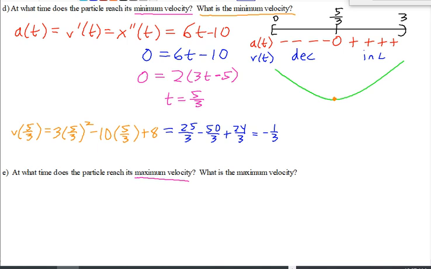So we can say, here this might be a little easier to work, you can say the minimum velocity is negative 1/3. Here it would be units per second since it's velocity. And it's just moving on the x-axis again. And then it asks for the time also, so at t equals 5/3 seconds.